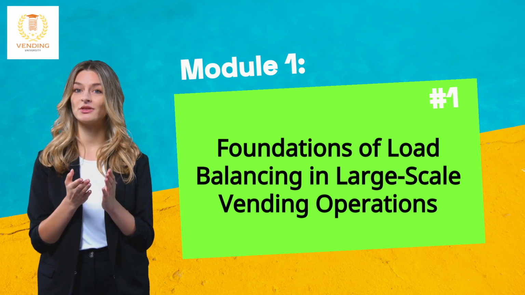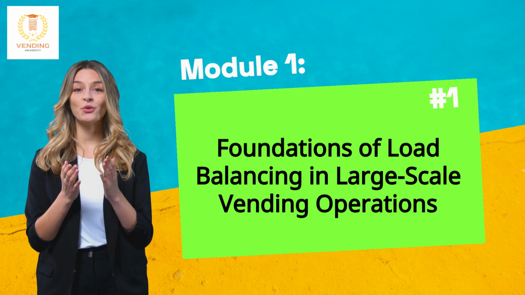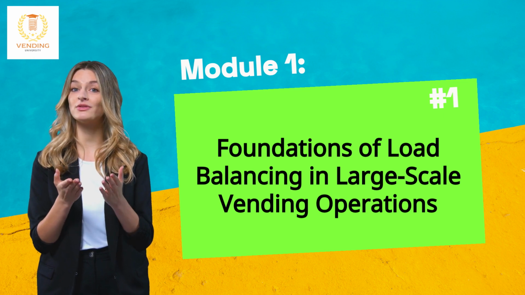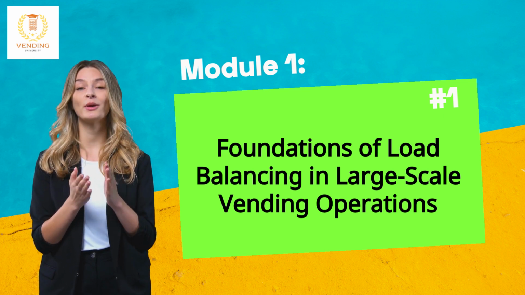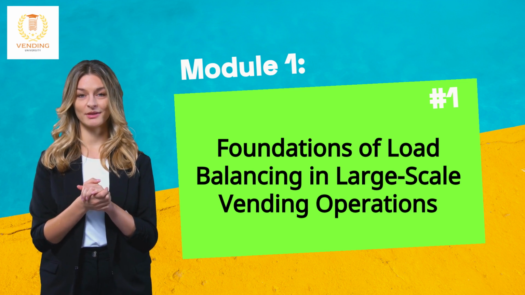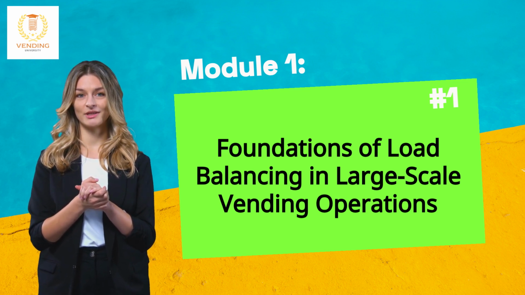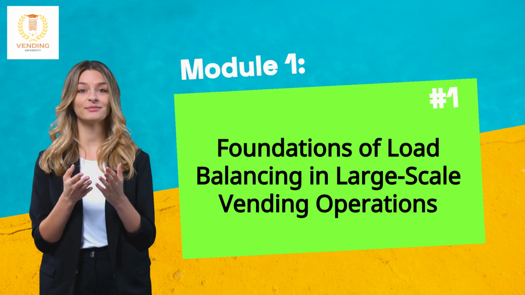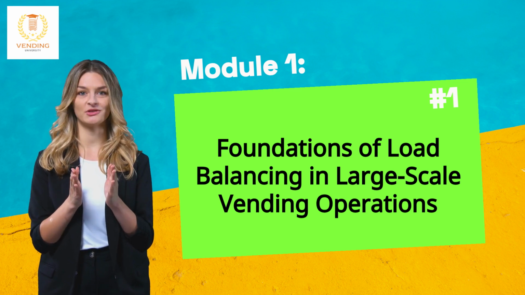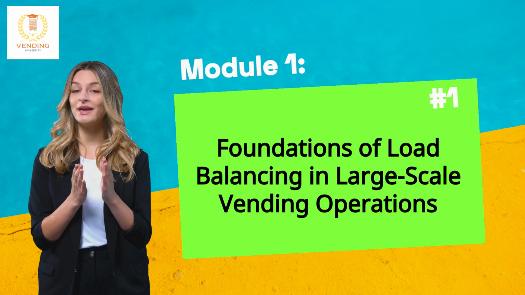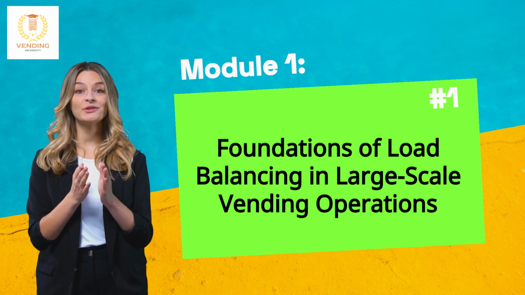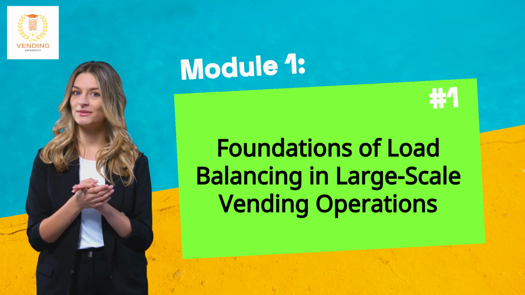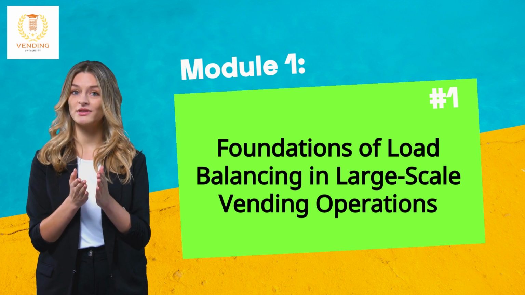When these elements work together, machines stay stocked, routes stay efficient, and customer demand is met consistently without overservicing or waste. This module also explores the financial impact of poor load balancing: missed sales, excess inventory, higher fuel usage, and unplanned service visits all stem from imbalance. Understanding these costs helps operators see load balancing as a profit driver rather than an administrative task. In addition, you will be introduced to the basic data points used in load balancing decisions. Sales patterns, refill frequency, product turnover, and location behavior form the foundation for smarter planning and long-term optimization.